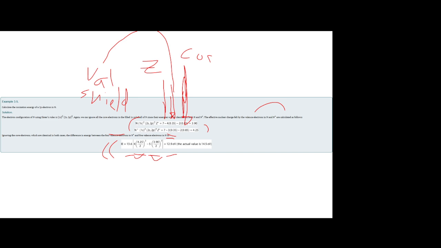Note it's essentially the difference between how well it holds on to those electrons. Can you kind of see that? Those are your big terms. And then a constant factor to correct it into eV.